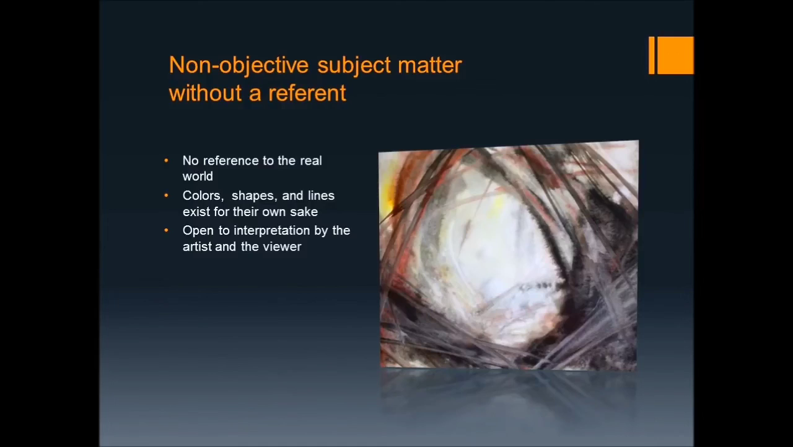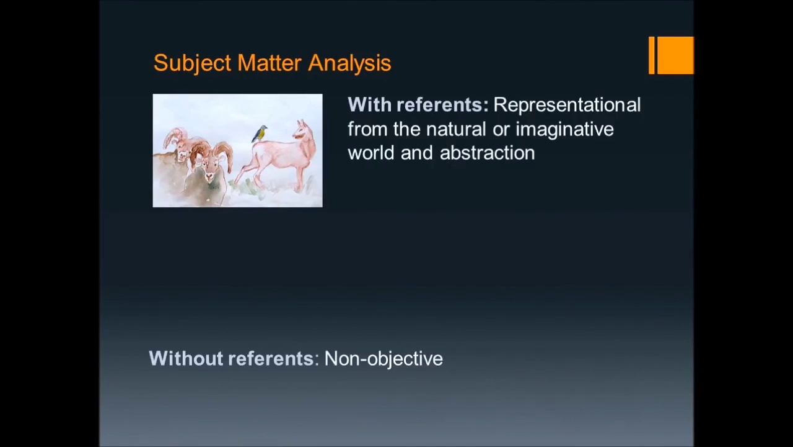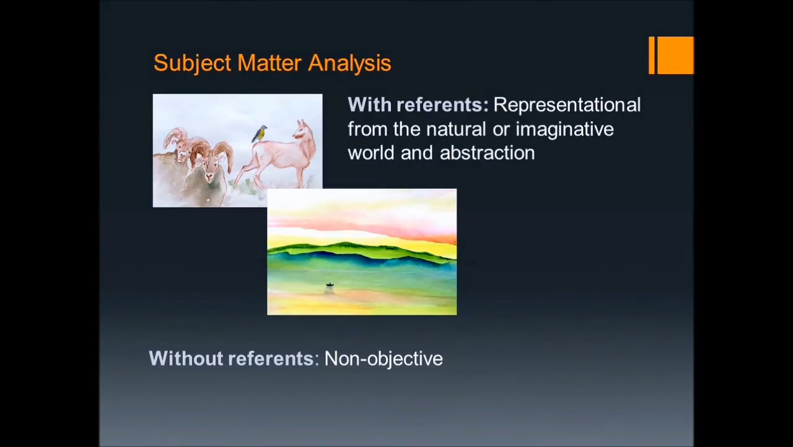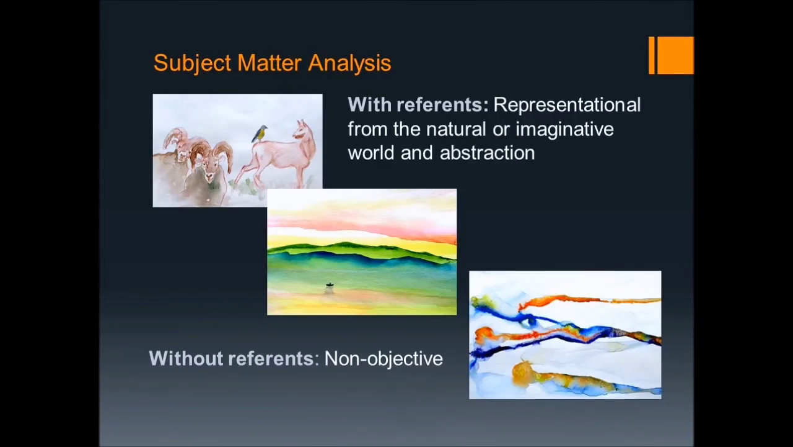What do you see? Remember, art with a referent is representational from the natural world or the imaginative world. An abstraction can be used to manipulate the referent in some way. Non-objective art does not have a referent because it uses the elements and principles of design to create an image or object for its own sake.